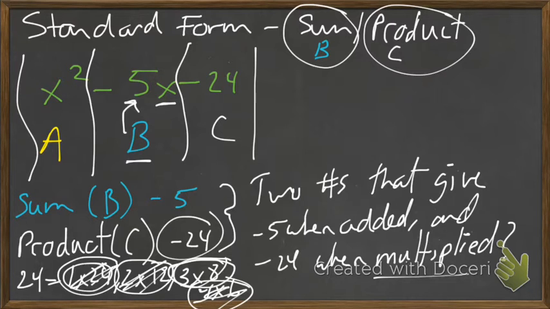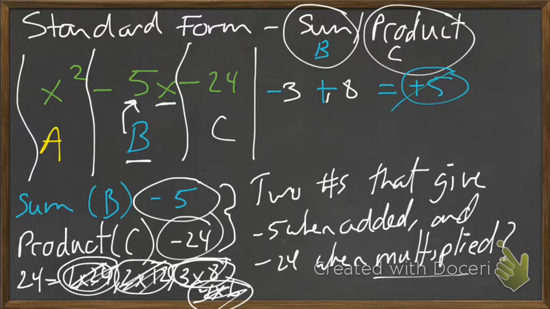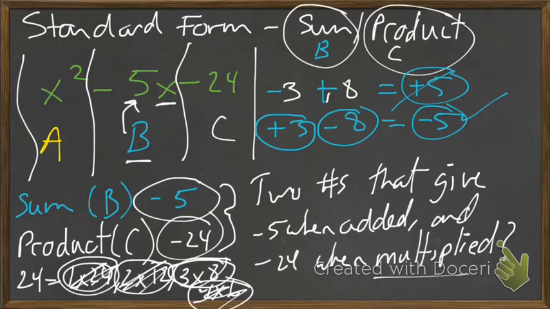How can I add 3 and 8 to get negative 5? Okay, well, 3, 8. If I do negative 3 and positive 8, that gives me positive 5. Is that right? No, don't want that. What if I try positive 3, negative 8? Does that give me negative 5? Yes, it does. So, first value, second value.